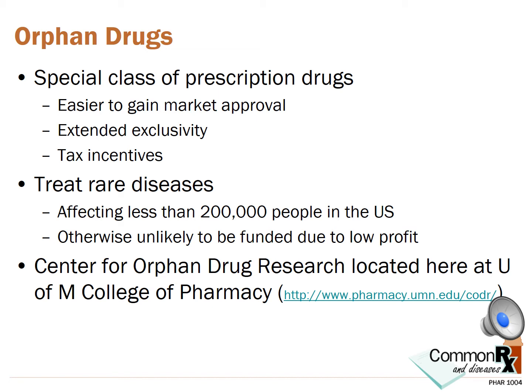This is mainly because the profit for orphan drugs is far less than the drugs used to treat common conditions. To combat this, the FDA gives certain incentives to companies who develop orphan drugs. These benefits may mean tax incentives, patent extensions, or additional funding for clinical trials. Here at the University of Minnesota, we have the Center for Orphan Drug Research. The focus of this center is rare pediatric neurological disorders.